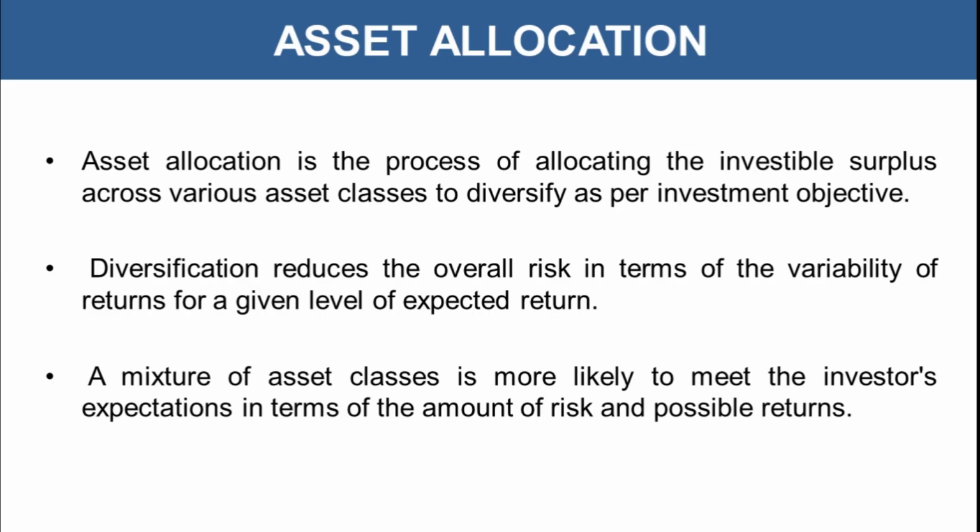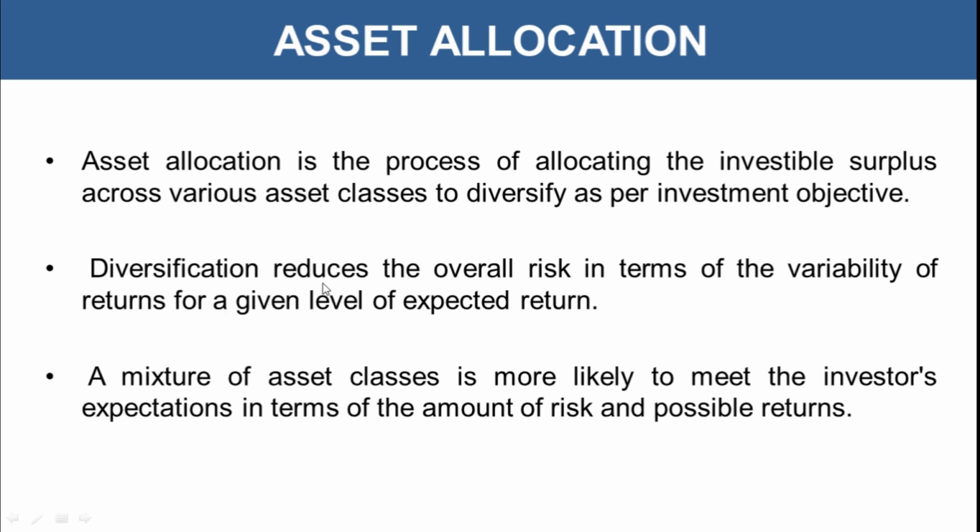Now let's come to asset allocation. Once the risk profiling of the client and investor is done, it becomes important to allocate the assets. Allocating assets means investing in different asset classes. So asset allocation is the process of allocating the investable surplus, that is the money being invested, across various asset classes. These asset classes could be equity, debt, gold, real estate, commodities, etc., to diversify as per the investment objective.